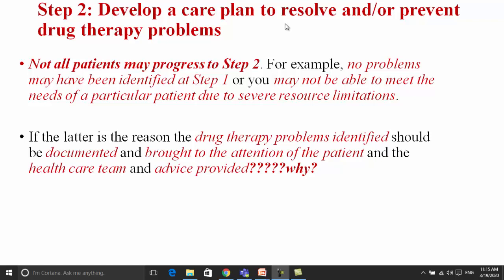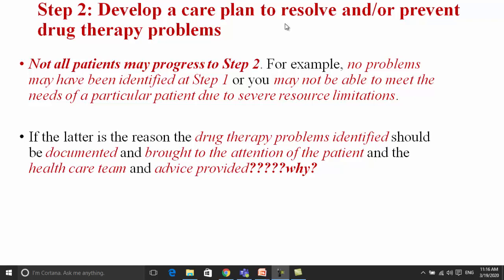If the latter is the reason, the drug therapy problem identified should be documented and brought to the attention of the patient and the healthcare team, and advice provided. Why? This is an important question. What does this mean? This means that, for example, if you as a pharmacist are not able to meet the need of a particular patient due to severe resource limitation, you have to refer the patient to another healthcare professional where pharmaceutical care or medical care can be provided.